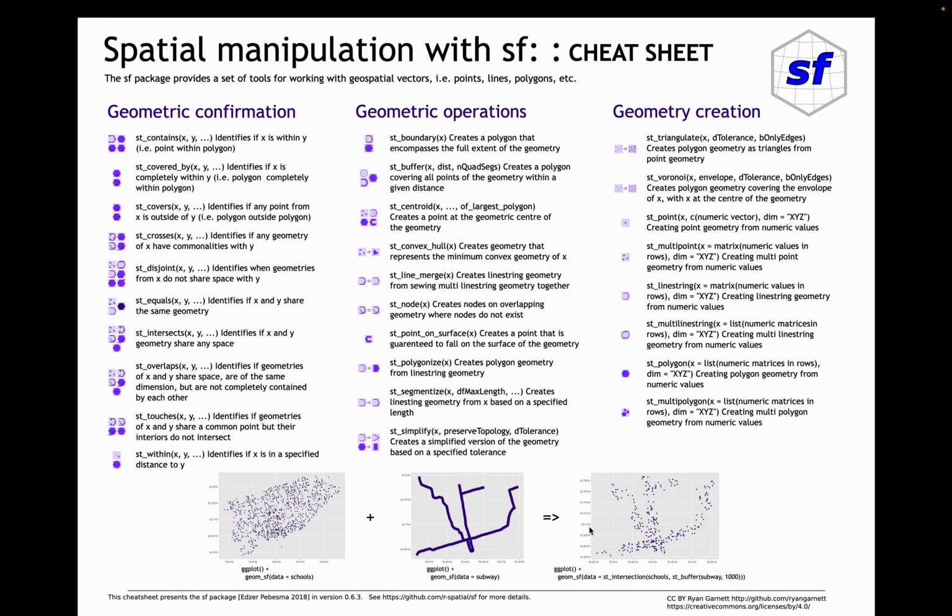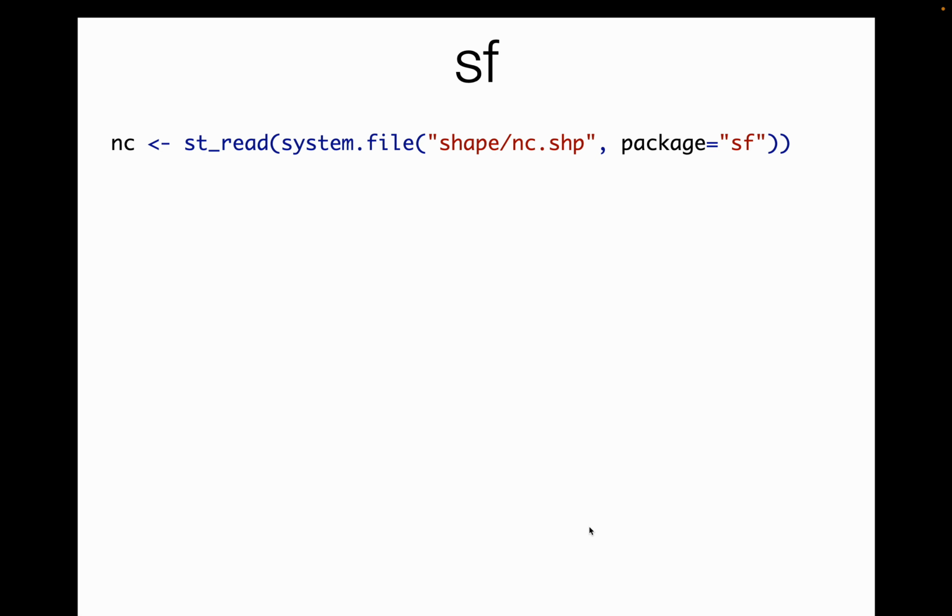Okay, and so here's a cheat sheet for sf. Here's what sf can do. There is an st_read function that will read in the shapefiles, and you'll need to do this for the homework that you're going to look at this week. That's data science homework number 5. You're going to have to read in some shapefiles.